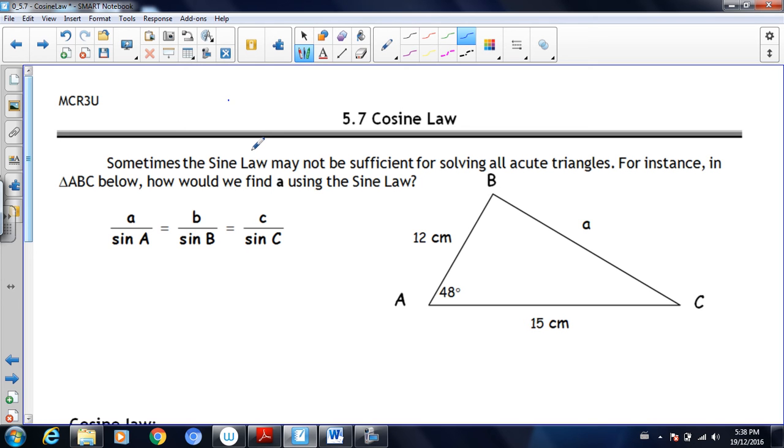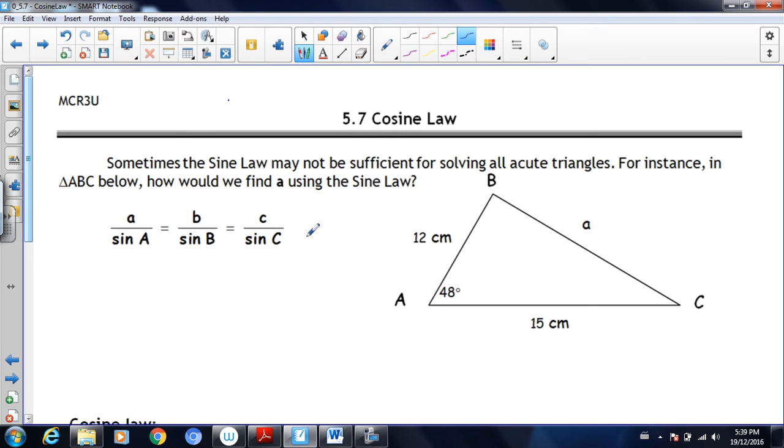Your test is on Thursday, and it'll include 3 lessons: trigonometric identities, the sine law and ambiguous case, and the cosine law. Those are the 3 lessons that will be on it. At the end of this lesson, I will go over a test review, okay? So today we are just focusing on the cosine law.